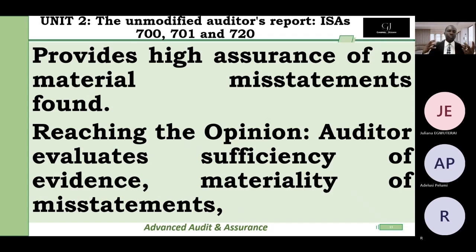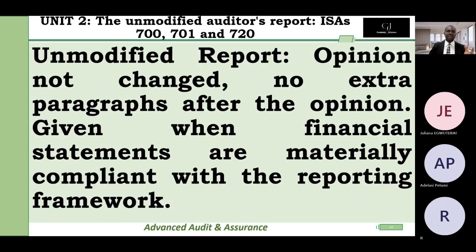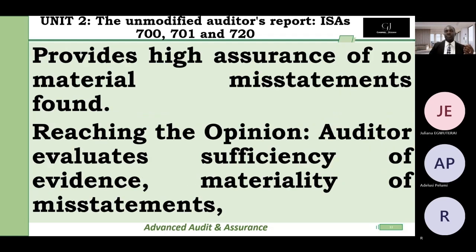So the auditor evaluates sufficient evidence and the materiality of misstatements, and compliance with the applicable financial reporting framework, which includes the true and fair view for fair presentation frameworks. So this shows that you've explained modified and unmodified report, very, very importantly. So no extra paragraph. Extra paragraphs come when there are issues. You issued an opinion, but you have material misstatements which you want to modify. That's when you now have an extra paragraph to modify that opinion.